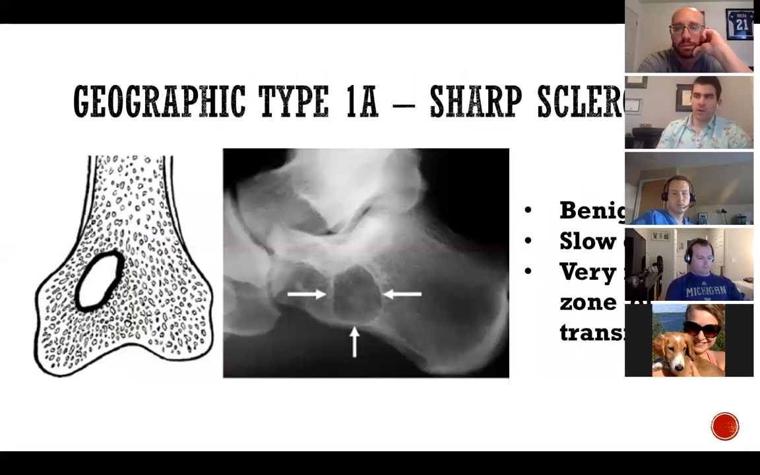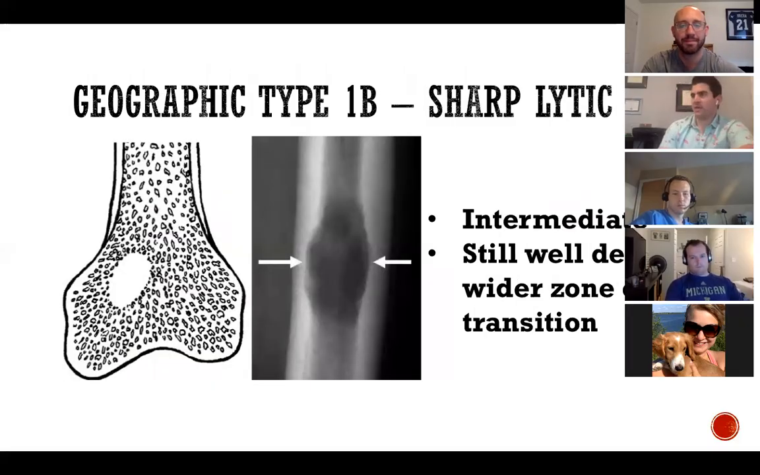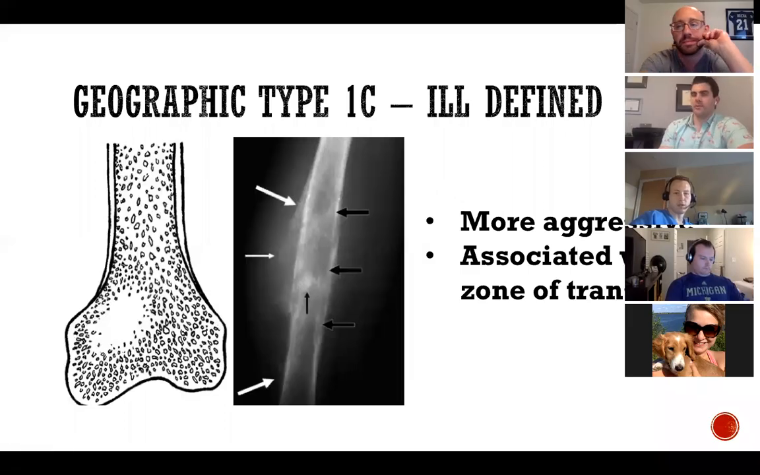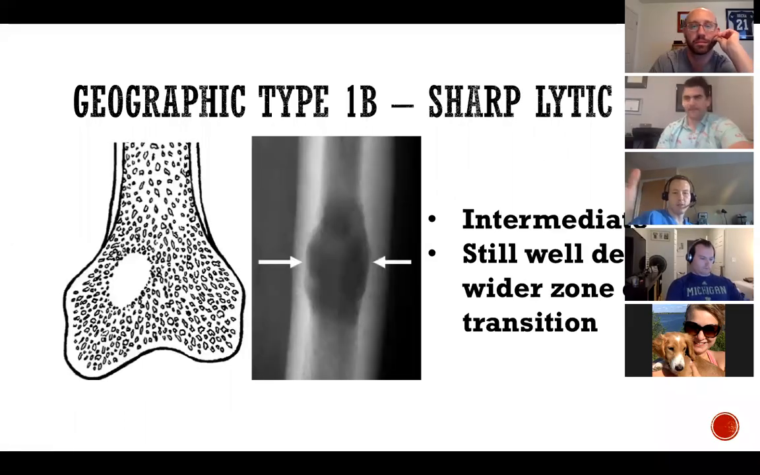So here's an example of a geographic type lesion. This is typically a benign, slow-growing lesion with a narrow zone of transition, very well circumscribed. Type 1B is where we talked about the sharp lytic. You can see that it's well defined, but you don't see a tremendous amount of sclerosis here. And this is a little bit more aggressive, intermediate is what we're calling it. This is a perfect example where it is geographic, localized to one spot, but the zone of transition is a little bit less clear than the example just before.